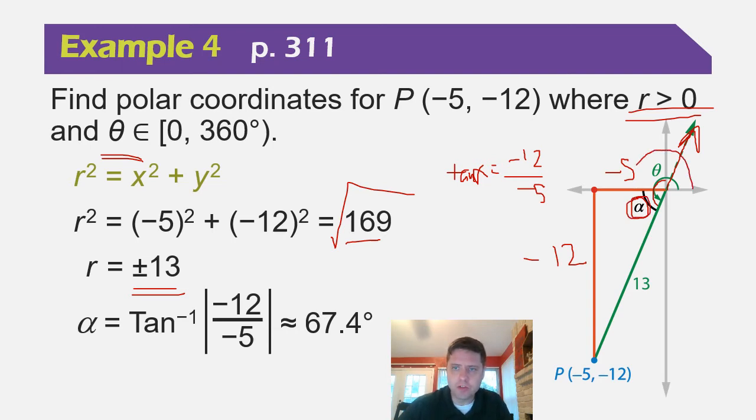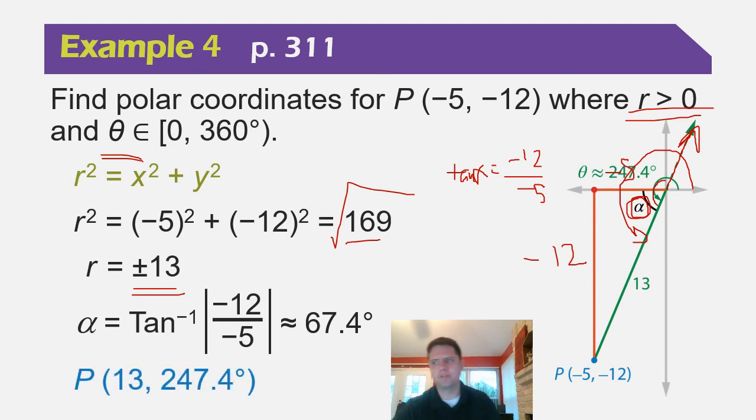We need the measurement for theta, which goes all the way around to here. So all we have to do is add 180 to that. And we get our final answer of 13, 247.4 degrees. Remember on all of these things, make sure that you are in the right mode. If we're doing degrees, make sure you're in degree mode. If it changes over to pi radians and stuff like that, you need to be in radian mode.